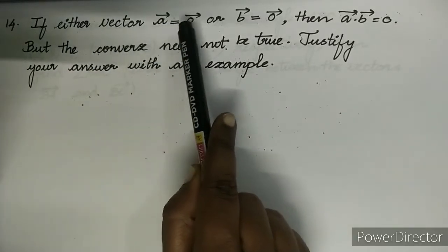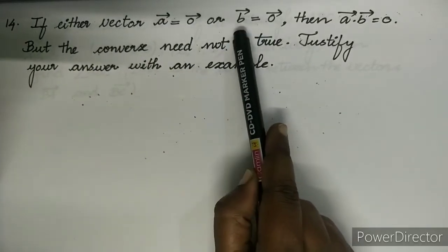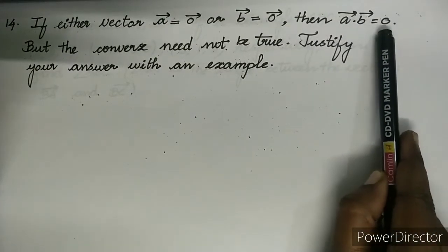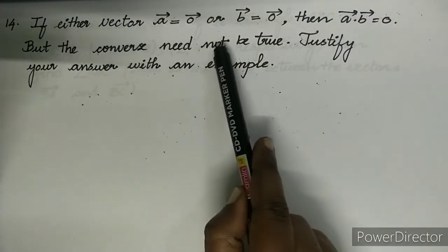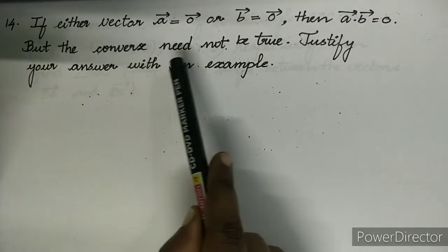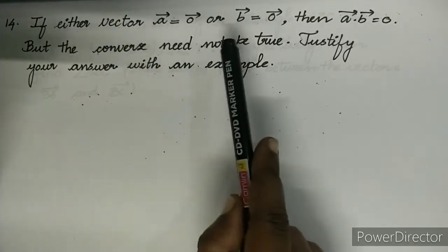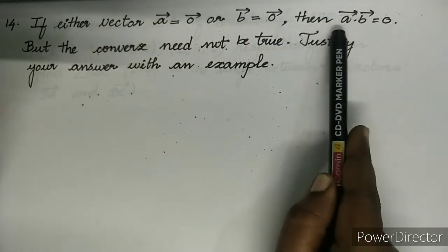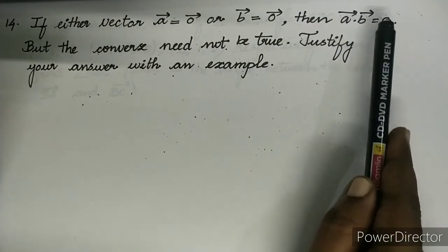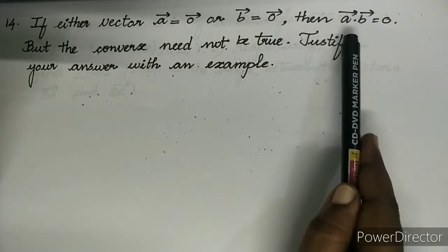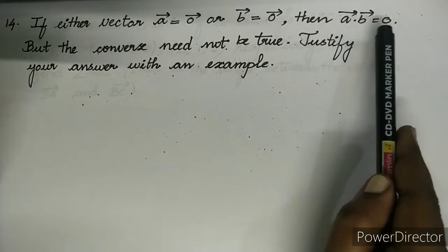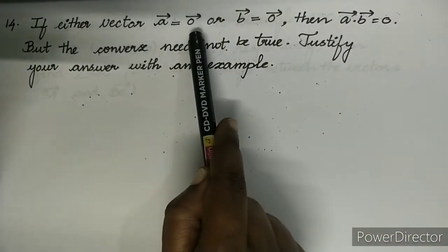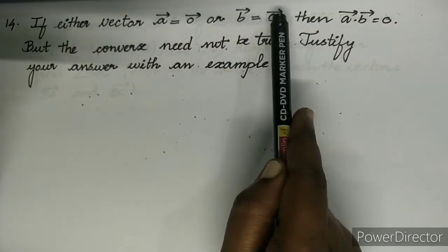Question number 14: if either A vector is equal to 0 vector or B vector is equal to 0 vector, then A dot B is equal to 0, but the converse need not be true. Justify your answer with an example. Here it is said, if either A is equal to 0 or B is equal to 0, then A dot B is equal to 0. Then its converse need not be true means, if A dot B is equal to 0, then either A is not equal to 0 or B is not equal to 0.